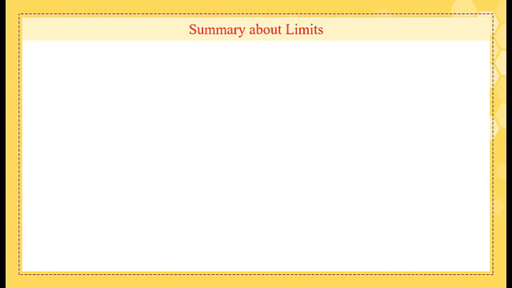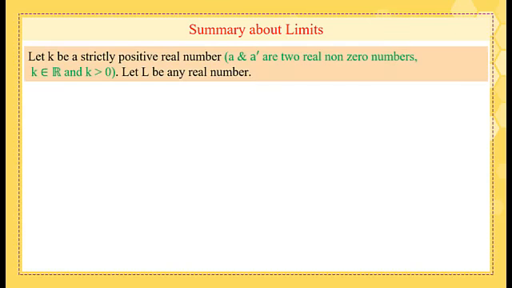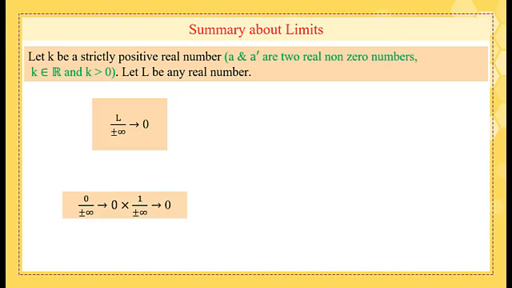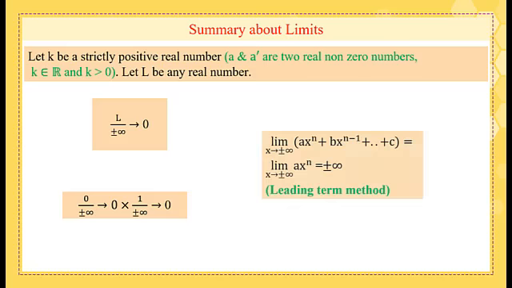The summary of this lesson till now. First, let k be a strictly positive real number. Let L be any real number. Don't forget that any constant L over plus or minus infinity tends to 0. 0 over plus or minus infinity is 0 times 1 over plus or minus infinity, which tends to 0, which means that 0 over plus or minus infinity tends to 0. And don't forget the leading term method.